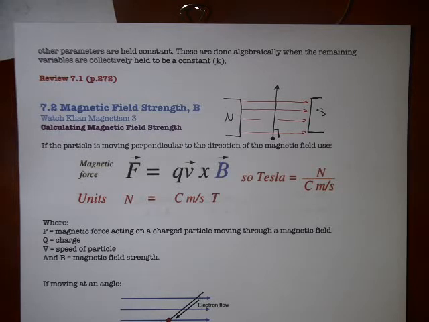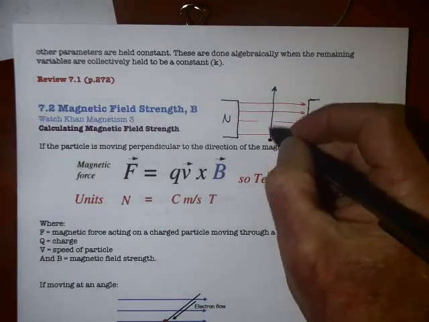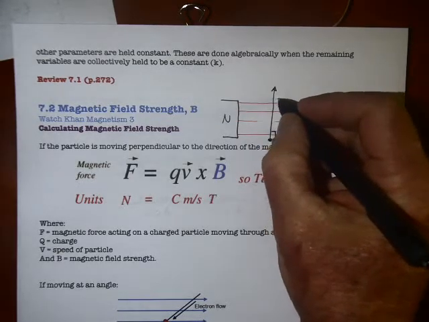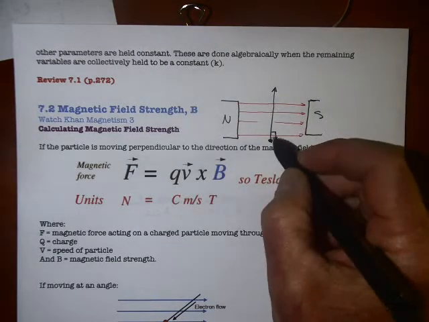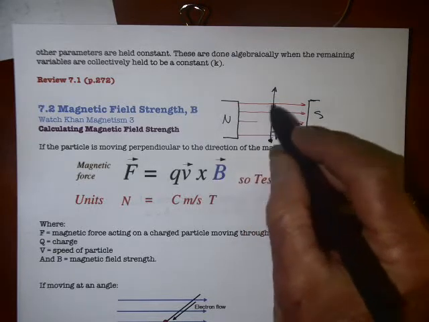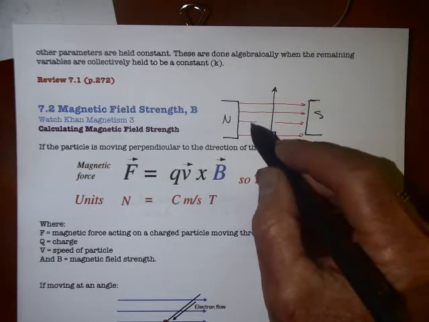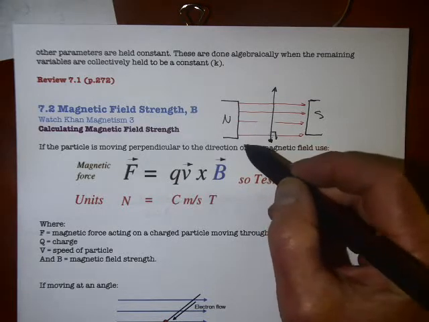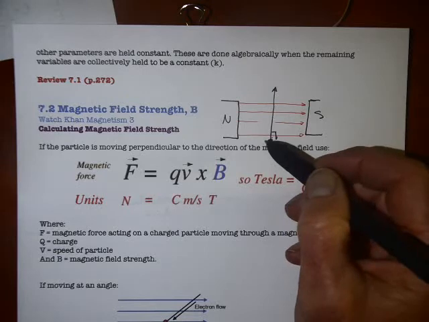The magnetic force acting on this particle is going to equal the charge on it times the velocity of it times how strong the field is. So if we have a weak field, your force is going to be smaller. If you have less charge on it, it's going to be smaller. If the velocity is smaller, everything's going to be smaller.